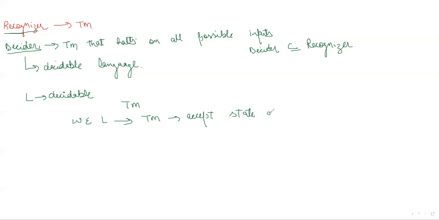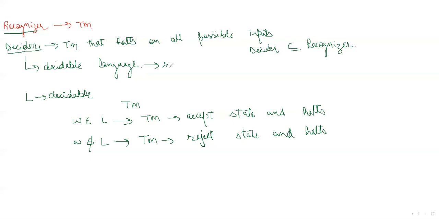state and halts. And if there is a string that does not belong to L, does not belong to the decidable language, it means the Turing machine is taken by this string to the reject state and halts. So the language of a decider is called a decidable language, or it is also called a recursive language, R. And R is a subset of recursively enumerable languages.